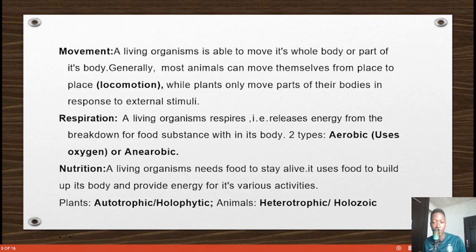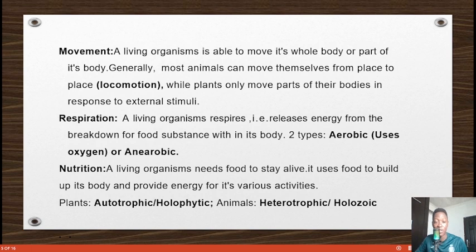So respiration is another characteristic of living organisms, and there are 2 types: aerobic, the one I've described, which uses oxygen, and anaerobic respiration, in which the organism doesn't use oxygen but tries to break down food. We are going to be talking about all these things much more later on in the course, in the Efiwe JAMB biology. So stay by.